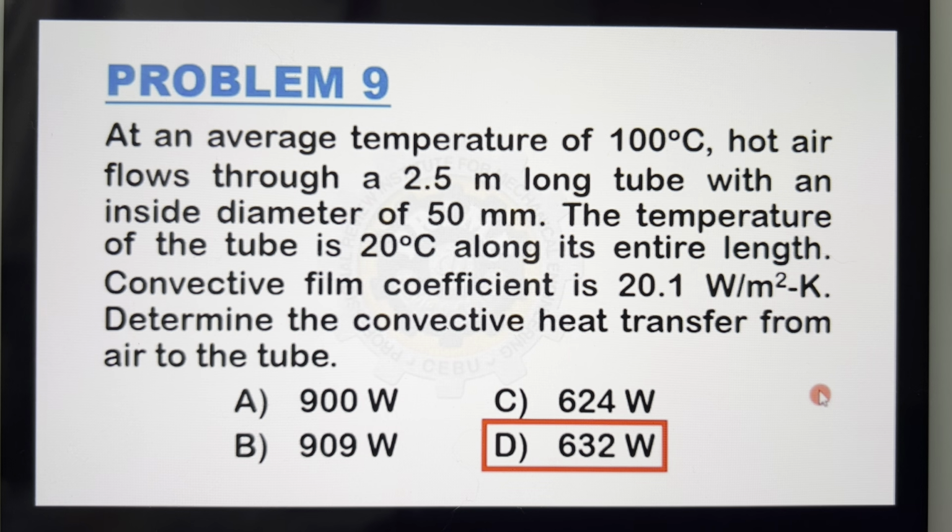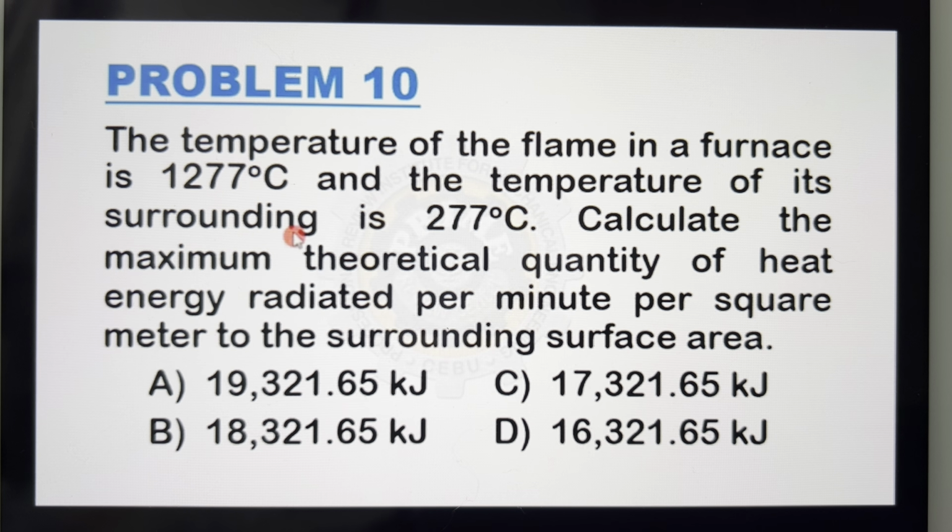Okay, next. Problem number 10. The temperature of the flame in a furnace is 1,277 degrees Celsius. And the temperature of its surrounding is 277 degrees Celsius. Calculate the maximum theoretical quantity of heat energy radiated per minute per square meter to the surrounding surface area. Okay, so yung pinapahanap is Q over A. Kasi nga per square meter daw.